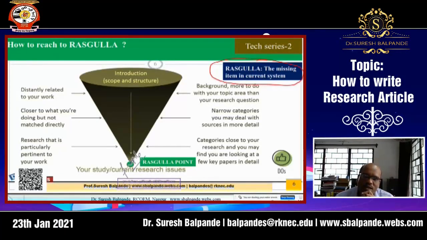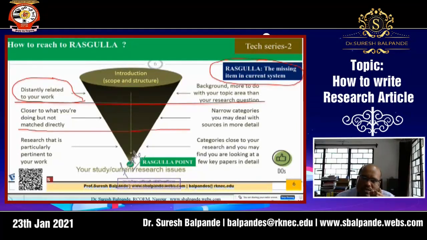So you have to find a few research papers which will be distantly related to your work, may not be very close. At the first level, you study those papers and find out how they are related to your work. Then narrow that down. Then try to bring it closer and closer. At the second level, it will be closer. Then at the third level, again closer. And then finally, you will reach the rasgulla point. So you have traced that rasgulla is missing. For reaching that point, you have to do different levels of literature survey. You have to refine your survey more and more.